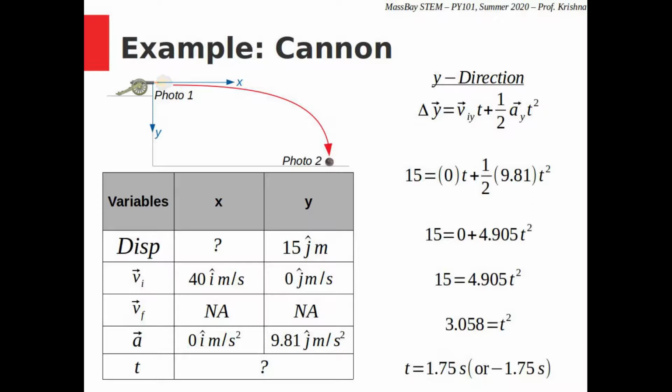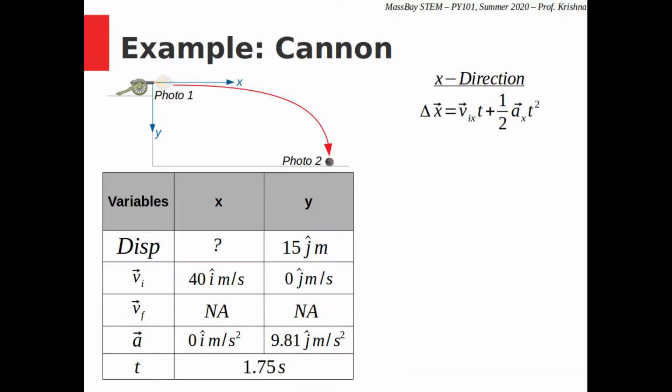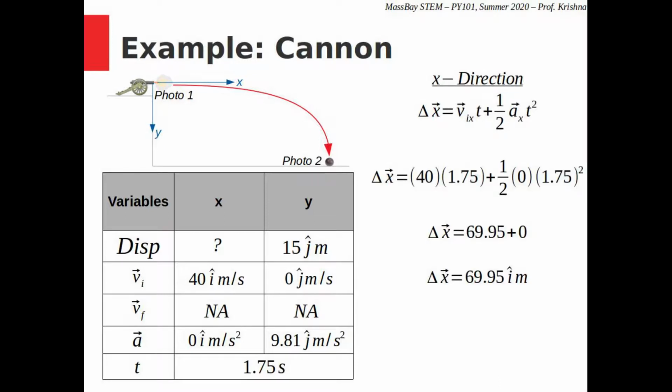In x, we are looking for the displacement, and we have horizontal velocity, acceleration, and now time. So we can use toolbox equation 2 to solve for the displacement. It is 69.95 i hat meters.